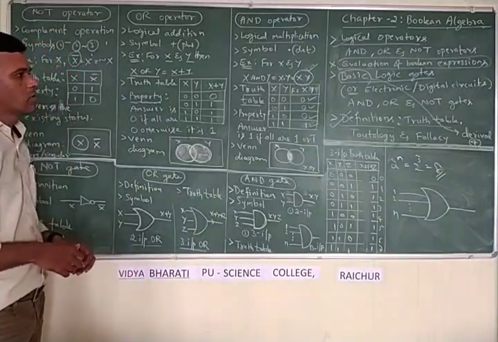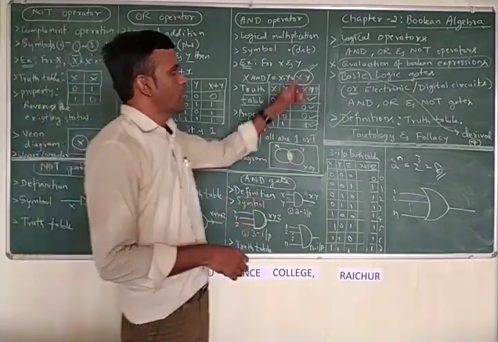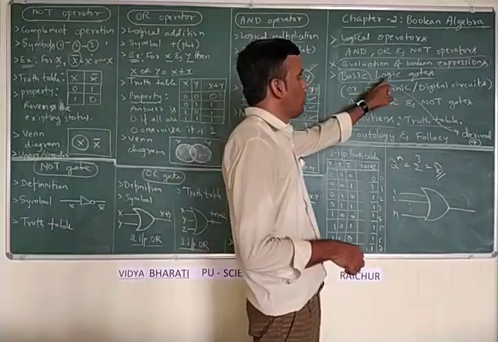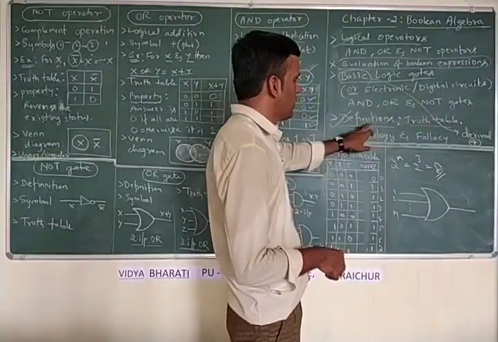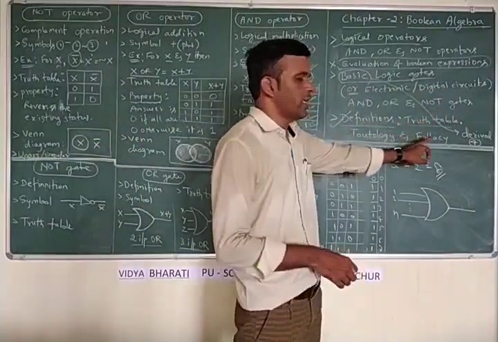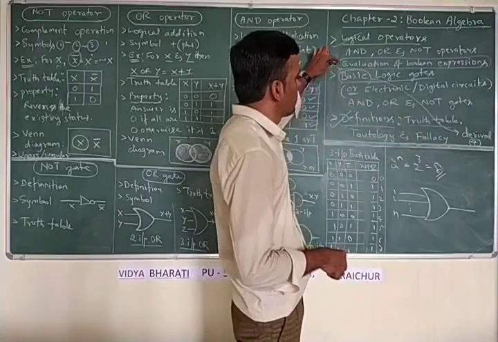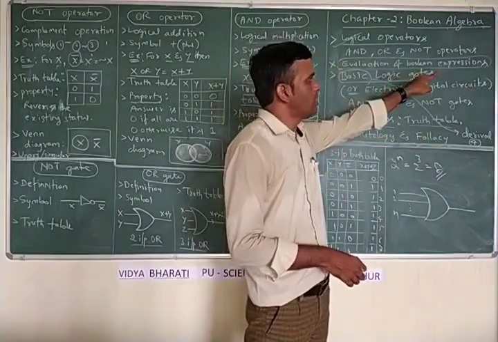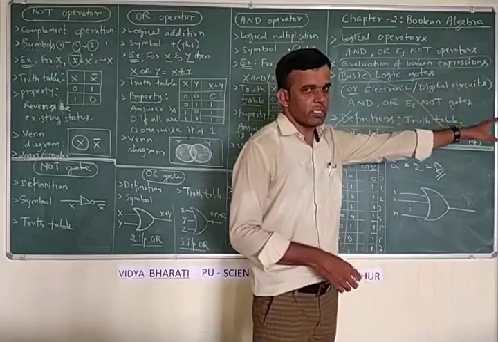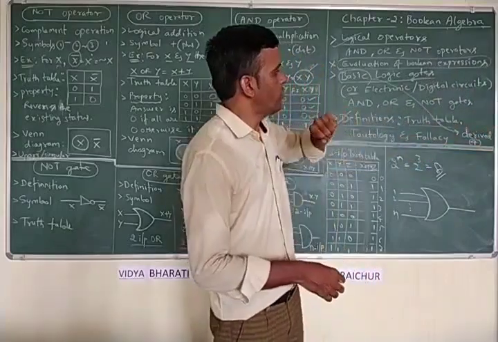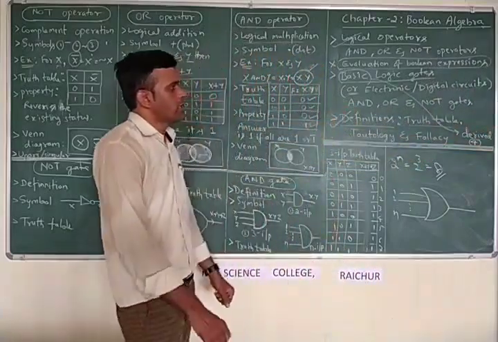So this is about today's class. We have seen the logical operators. Immediately we have gone for the logic gates, and we have seen the definitions, truth table, tautology, and contradiction. The evaluation of boolean expressions using truth tables, that one we will see in the next class.